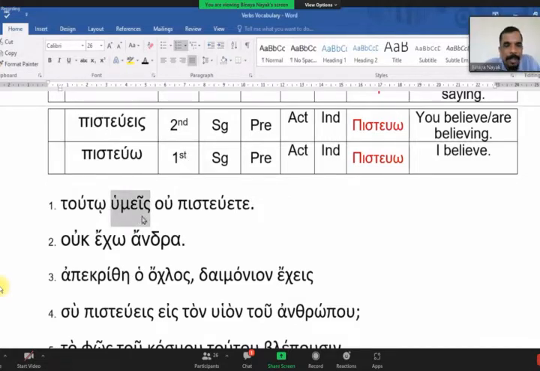Okay, so what case is it? You remember that pronouns also are inflected for case and number and gender? Nominative plural. Nominative, sir. Yes, plural nominative. So what would be the translation for that?